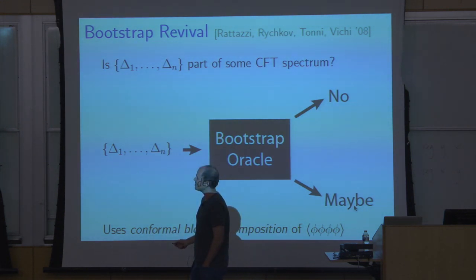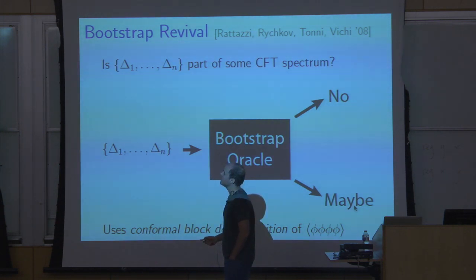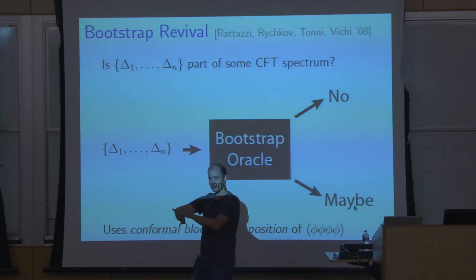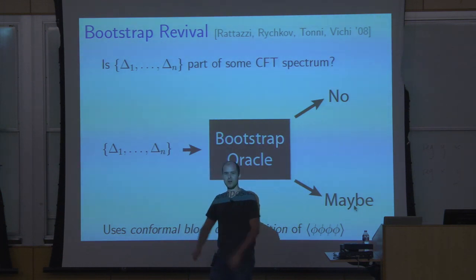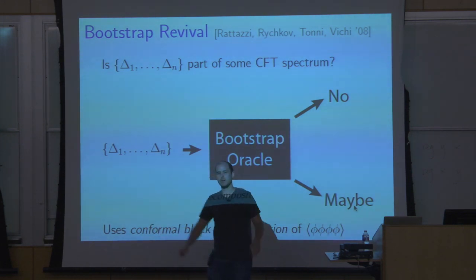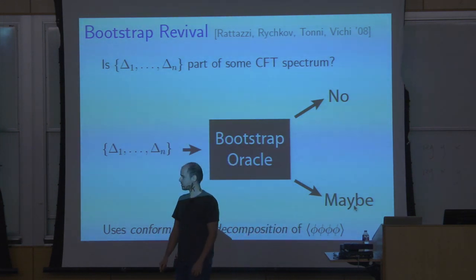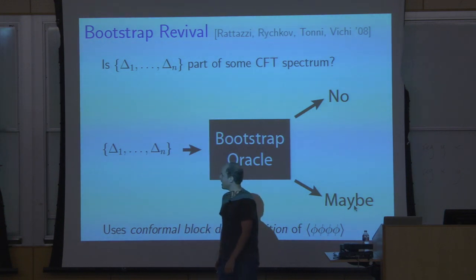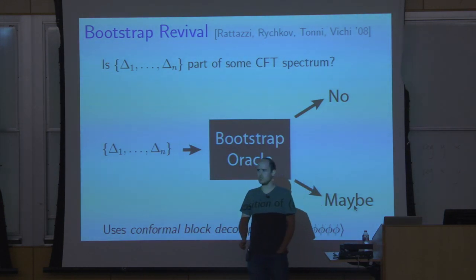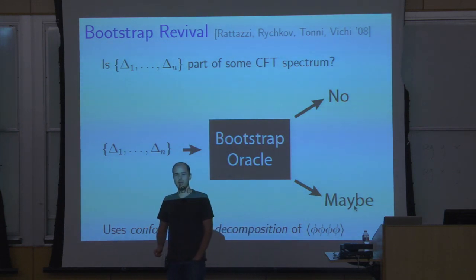And the idea is that if you have this oracle, it's actually extremely useful, because you can choose different deltas and feed them into the oracle. And every time it says no, you cross out that part of delta space. So you cross out many, many points and you build a map of the allowed region of deltas. This oracle uses something called the conformal block decomposition of a 4-point function. Over the next few slides I'm going to describe what that is and how it's useful for answering these questions.